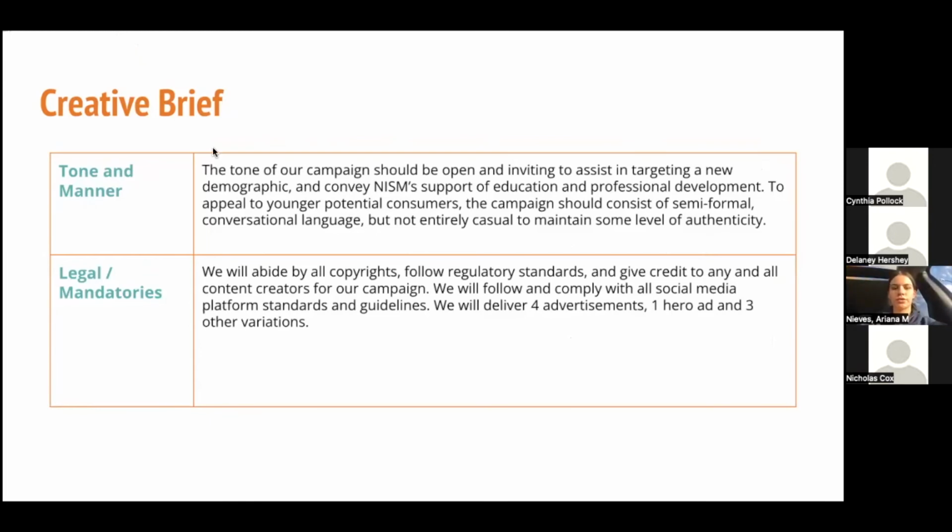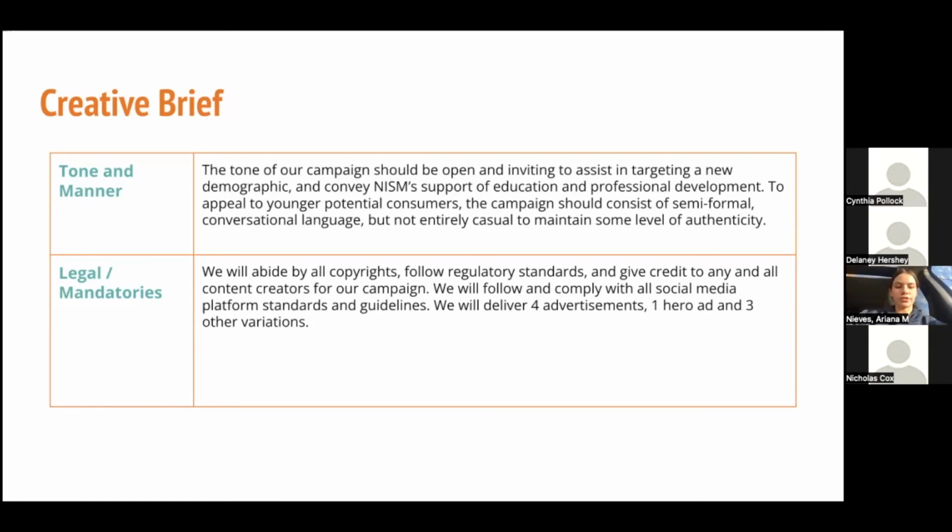So moving on to the tone and manner of our campaign, like I said previously, the campaign should be open and inviting to assist in targeting a new demographic, conveying NISM support of education and professional development at the same time, which is why we want everybody to feel that they are being spoken to in our ad campaign. And to appeal to younger potential consumers, the campaign should consist of semi-formal conversational language, but not entirely casual, to maintain some level of authenticity. So we want to balance between being too casual and informal and being super professional, just to, again, assist in targeting a younger demographic as well.